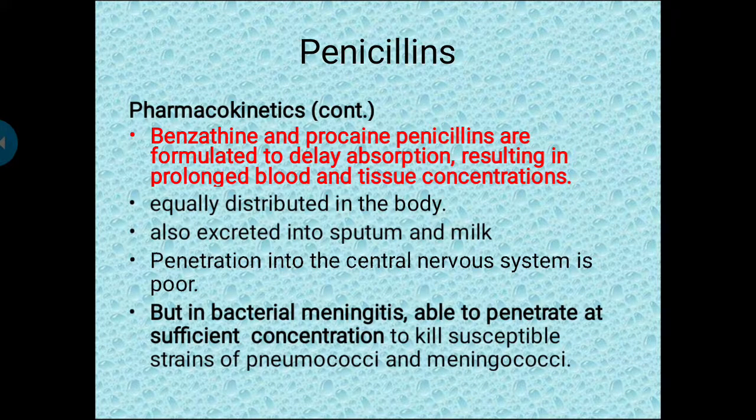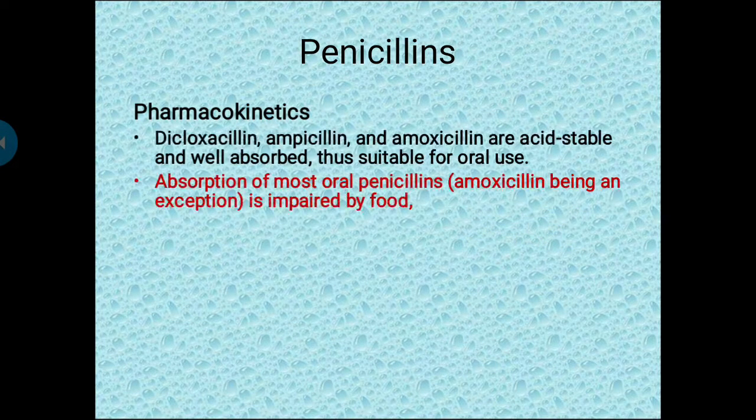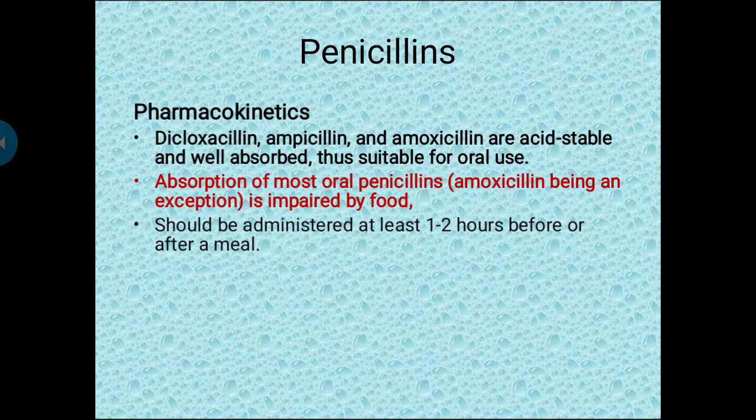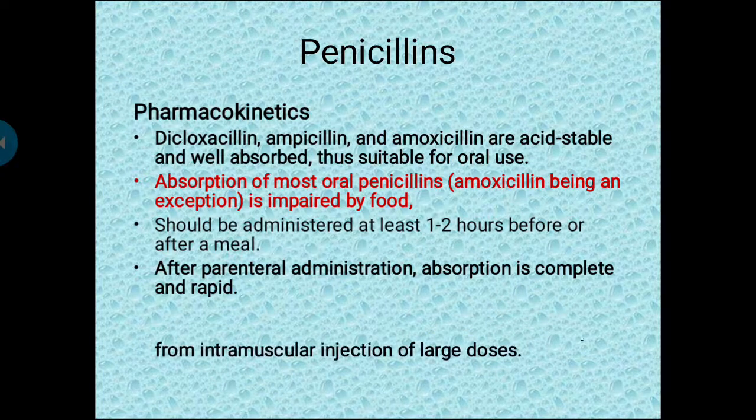Though CNS penetration is poor, in the presence of meningitis, when there is inflammation, they are able to penetrate in sufficient concentration to kill susceptible strains of pneumococci and meningococci. So remember, some of the penicillins like amoxicillin and ampicillin can be given orally, but they need to be given on a relatively empty stomach. As their absorption is impaired by food, 1 hour before or 2 hours after a meal is ideal when giving amoxicillin or ampicillin. After parenteral administration, absorption is complete and rapid.